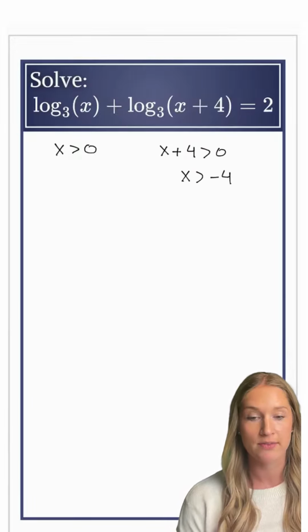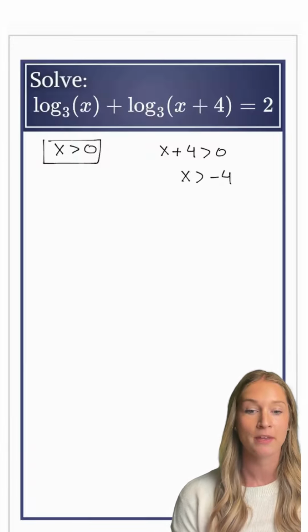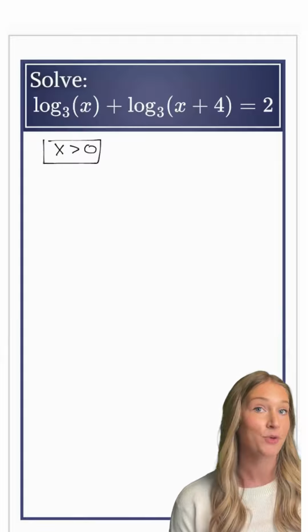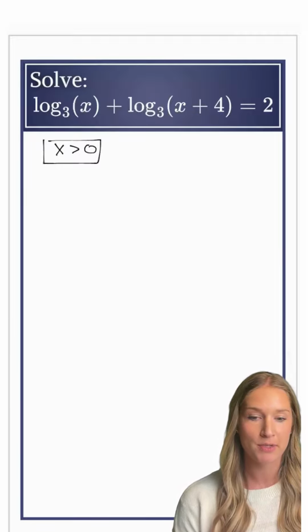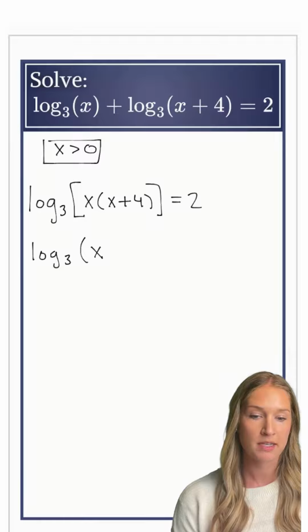So whatever solution I get, I'll check it against this and make sure that x is in fact greater than 0. Now, the second thing I notice is that my logs have the same base and we're adding them. So let me use the product property of logs to multiply those arguments. So I'll keep my base of 3 and multiply the two arguments x and x plus 4. From here, I'll go ahead and simplify. Distributing that x gives me x squared plus 4x.